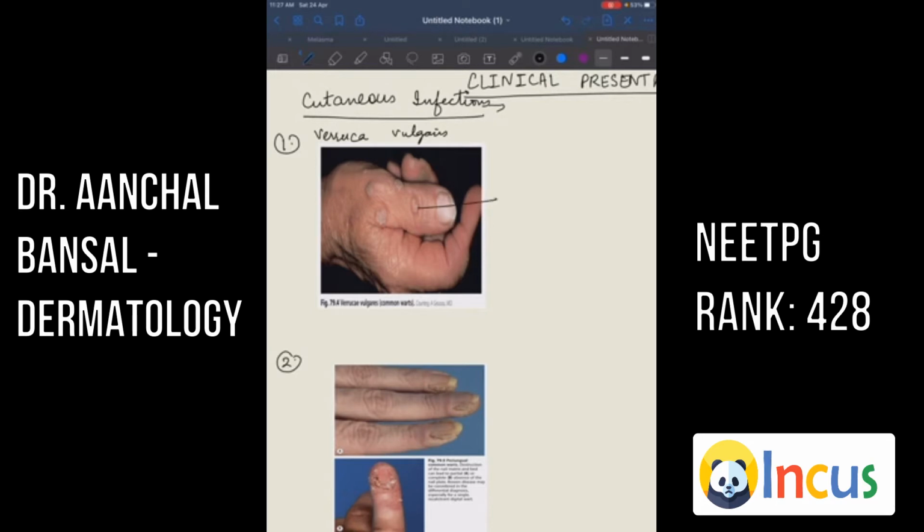As in the picture, how to identify verruca vulgaris? These are hyperkeratotic, exophytic, dome-shaped papules, or they can form plaques.